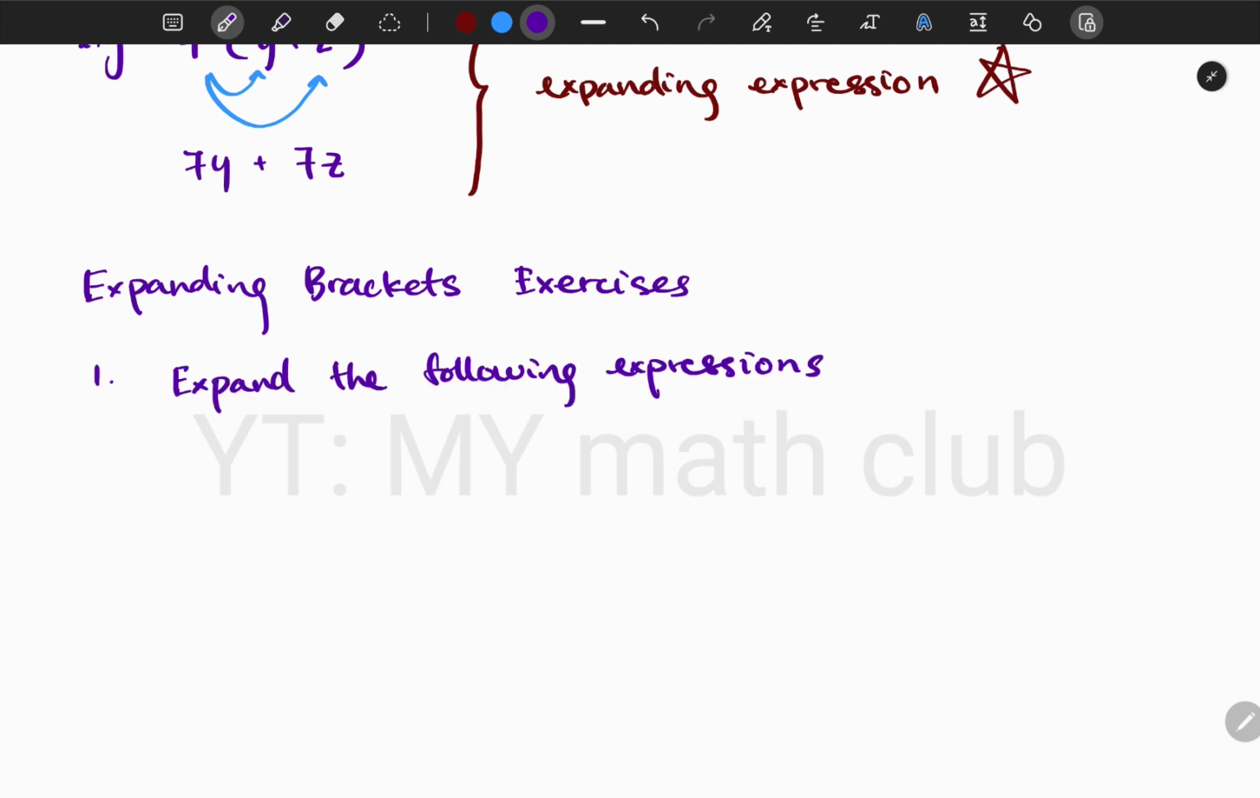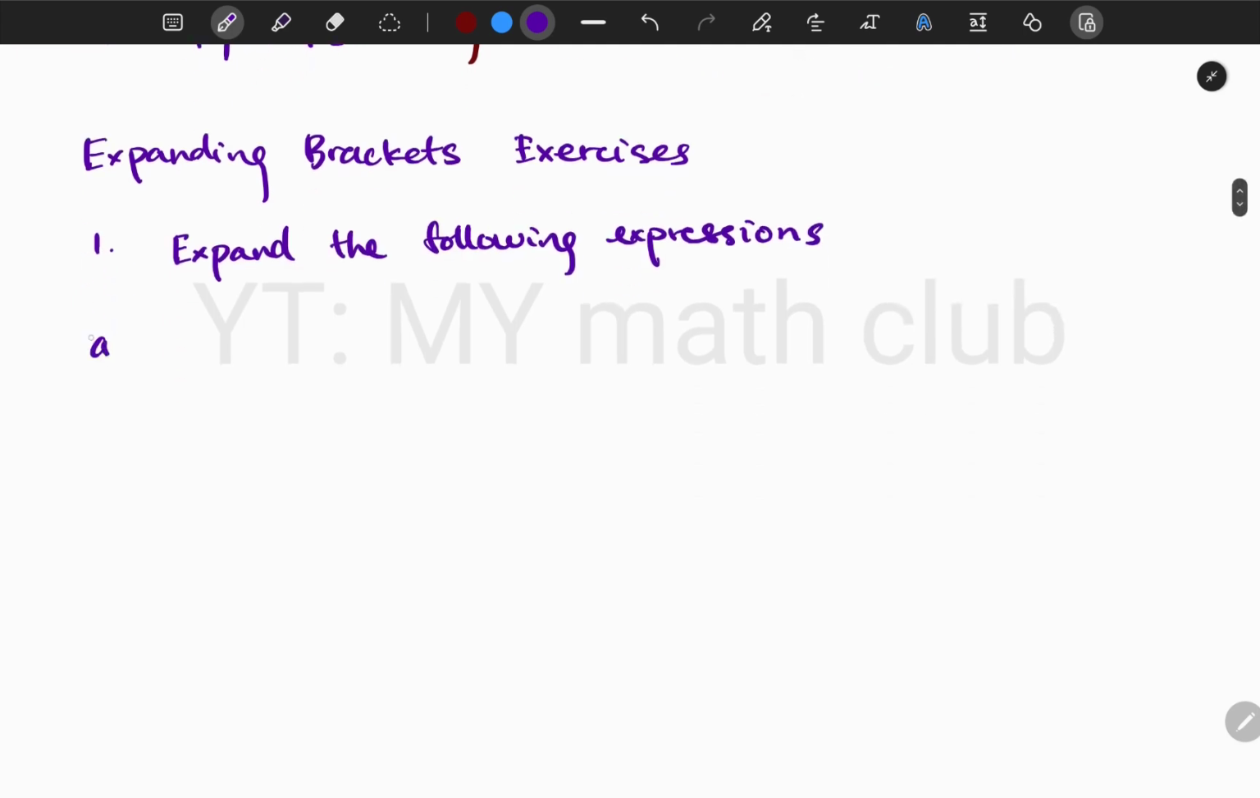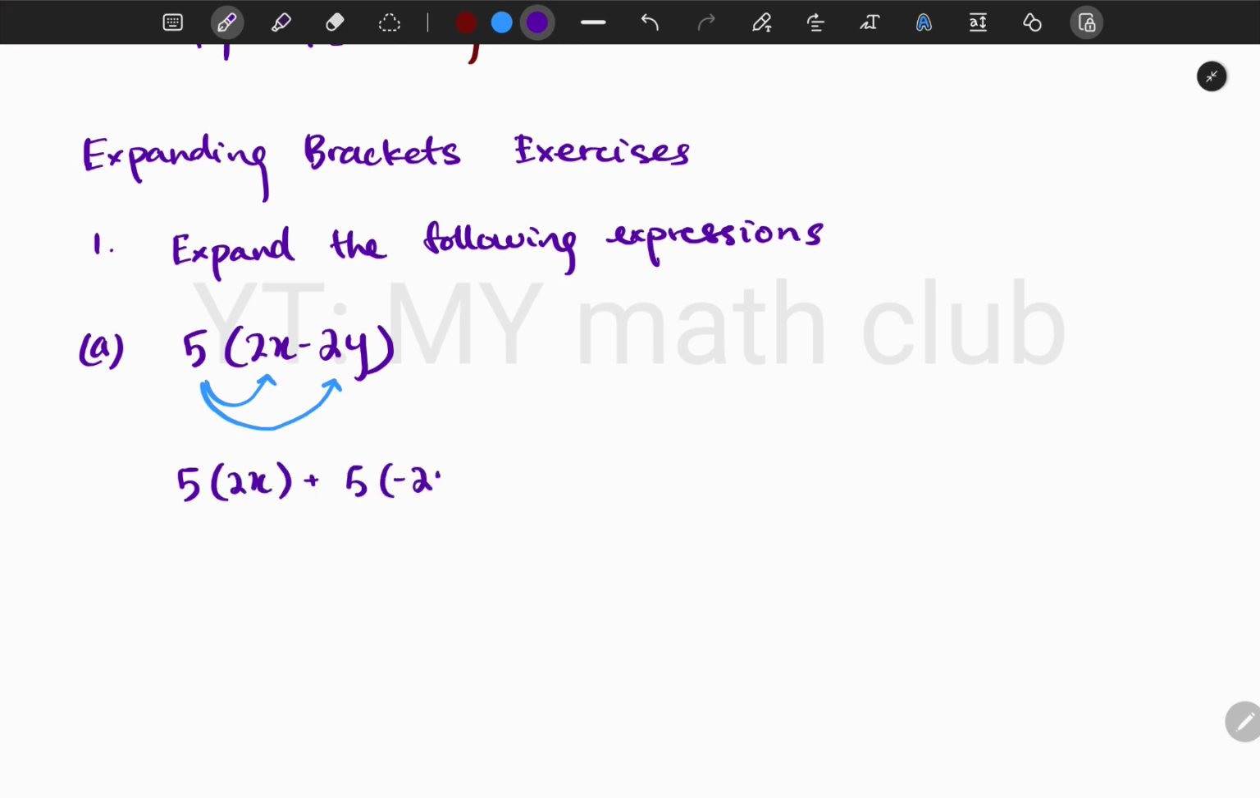Question 1. Expand the following expressions. A: 5 multiply in brackets 2x minus 2y. So the technique is actually very simple. Again, we're just going to do a distribution of the term outside the bracket into the brackets. So 5 will be multiplied by 2x and then also multiplied by negative 2y. So your final answer you will get is 10x minus 10y.